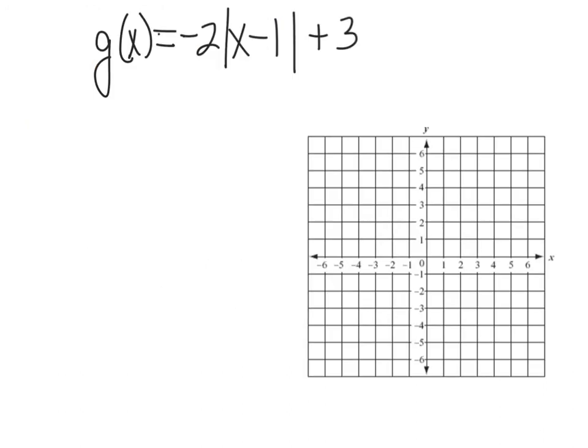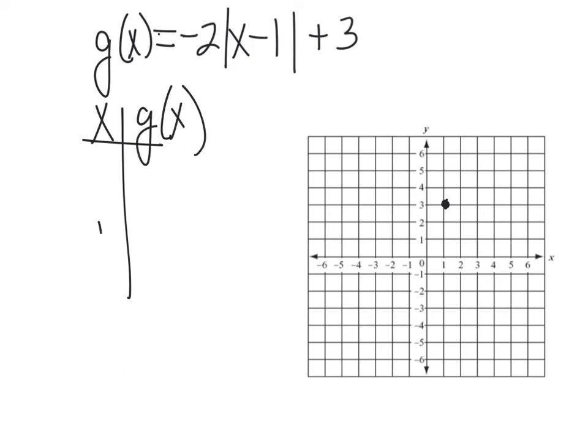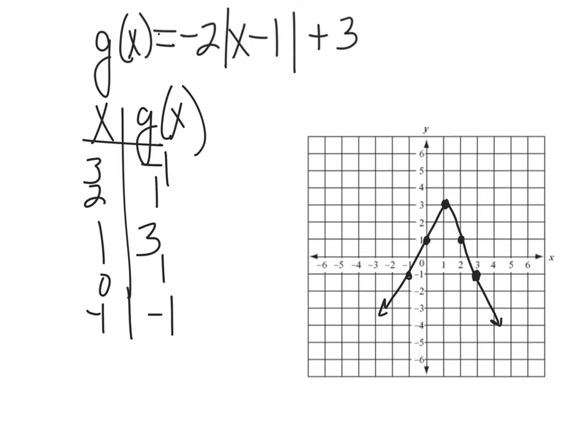We now have to graph it. If we graph it, we know it's been translated 1 unit right, 3 units up. My vertex is going to be at 1, 3. So the x values I'm going to choose are going to be, let's see, 1, 3 is the middle. So I'm going to pick 2 values bigger and 2 values smaller. And there would be my graph. Notice that the domain would be all real numbers, and the range would be y is less than or equal to 3.